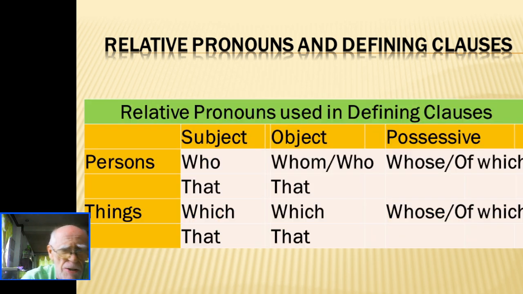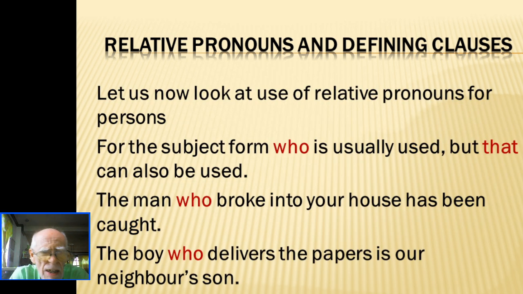If we have persons, for the subject we use who and that, for an object we use who, whom or that, and for the possessive we can use whose or of which. And if we're talking about things, for subject and object we can both use which and that, and for the possessive again we use whose and of which. Let us now look at the use of relative pronouns for persons.